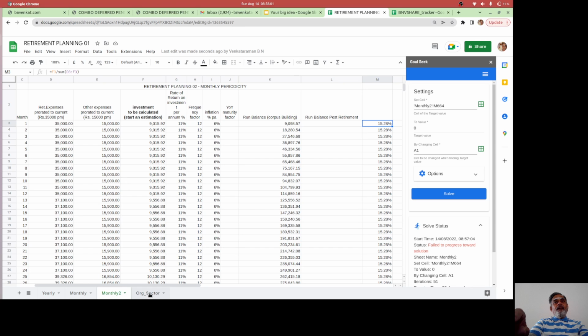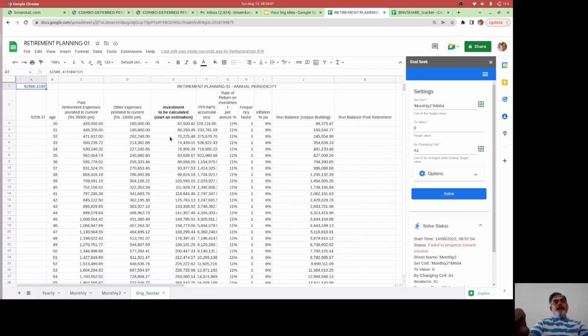Now let us go to the calculation of the organized sector. In the organized sector, we have got provident fund accumulations, just like PPF or NPS, etc., general provident fund, which is 12% of the basic plus DA of the employee, as well as the equivalent employer contribution, and there is 2 times 12%, that is 24%.